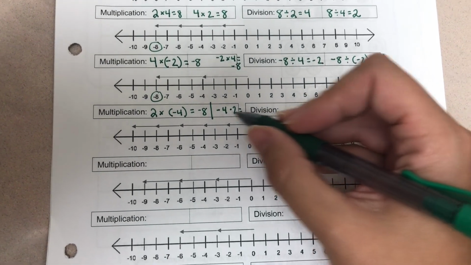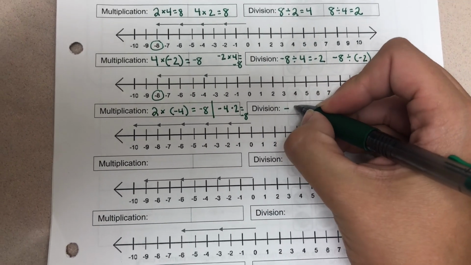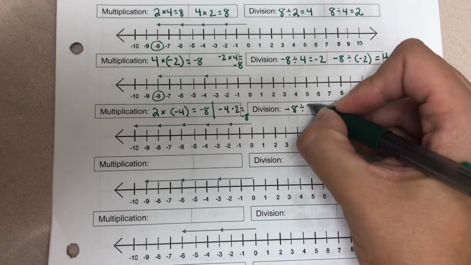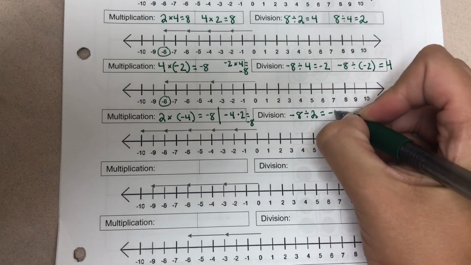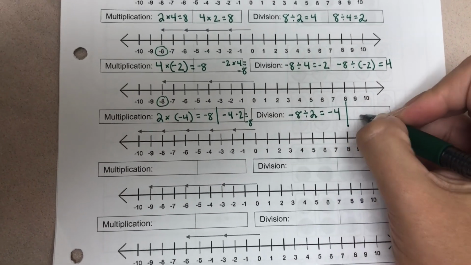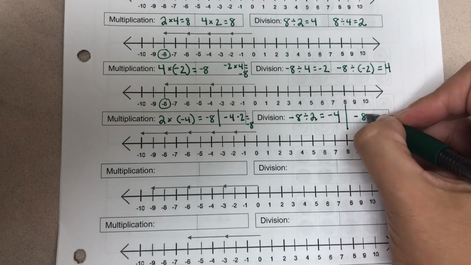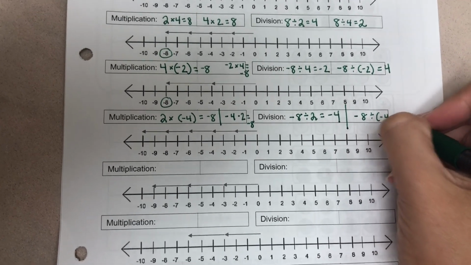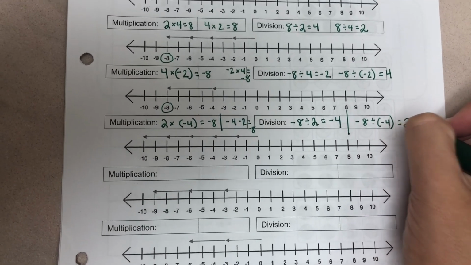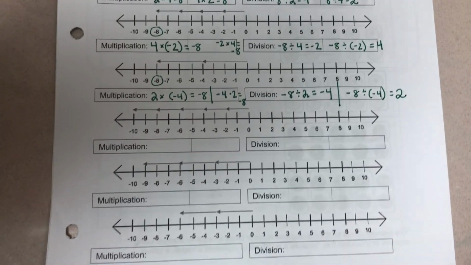When it comes to division, I'll just rewrite these as fact families. So I have negative 8 divided by positive 2 equals negative 4. I can also write negative 8 divided by negative 4 is equal to positive 2 because there are 2 arrows.